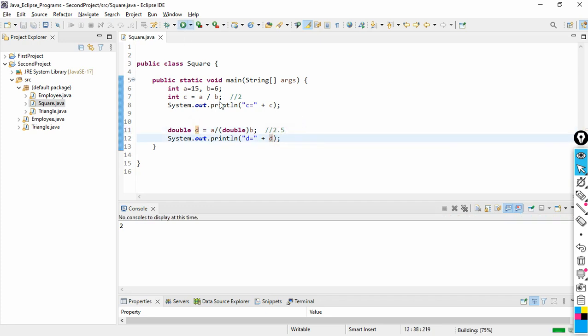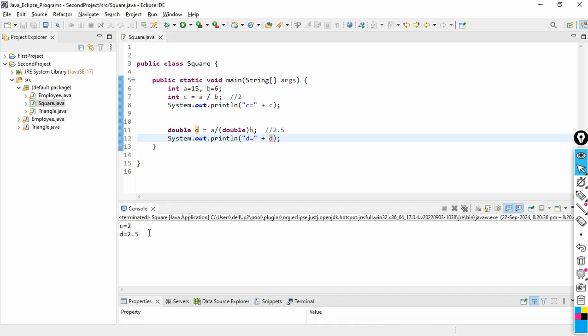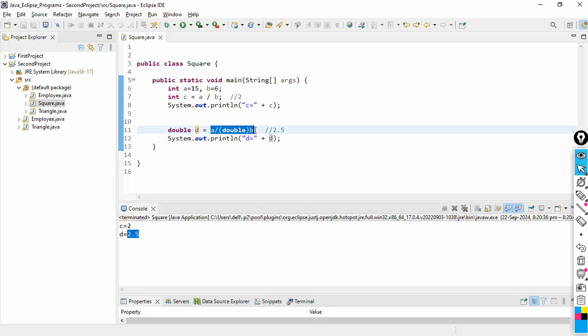See what answer you will get. Here you will get 2.5. D is equal to 2.5, like this. So this is what happens. Whenever you want to get the answer in decimal points, one of these two values must be float or double. Only then will you get the decimal result, otherwise you will not. This is what you should understand.